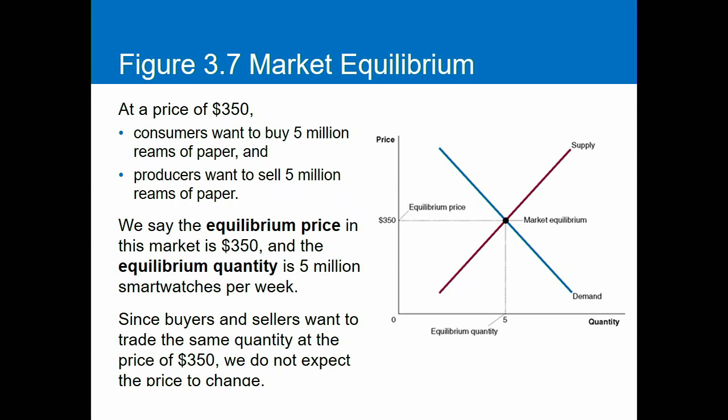So here we have an example of a market in equilibrium. At a price of $350, this is the equilibrium price. Right there is where the supply and demand curves cross. Consumers are going to want to buy 5 million reams of paper, and producers also want to sell 5 million reams of paper at this price. So the equilibrium price in this market is $350, and the equilibrium quantity is 5 million.